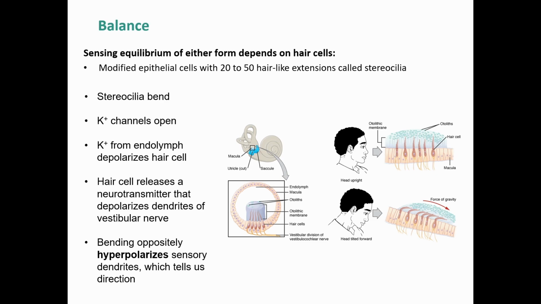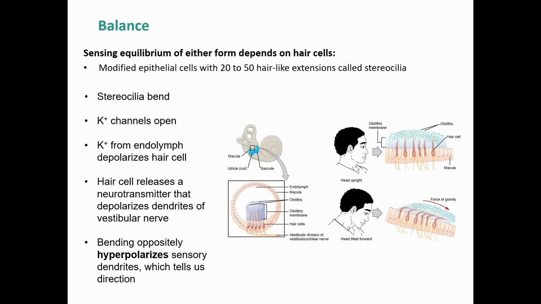So let's talk about the gravitational equilibrium, and what happens in general with these hair cells. We have these modified epithelial cells. They have these little projections that look like little hairs called stereocilia. When motion occurs, these stereocilia bend. This is going to open potassium channels, which then depolarizes the hair cell. And when the hair cell gets depolarized, it's going to release a neurotransmitter to depolarize the dendrites of the neurons that service the vestibular nerve.